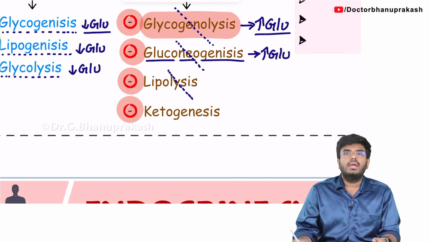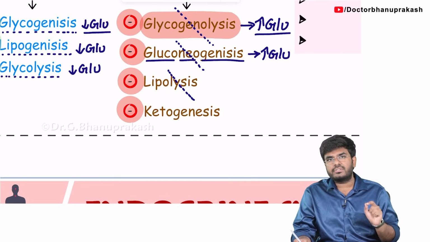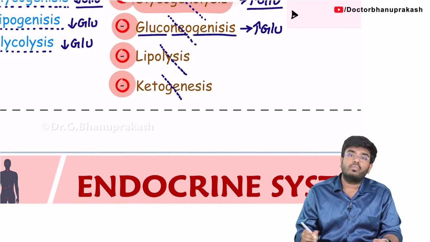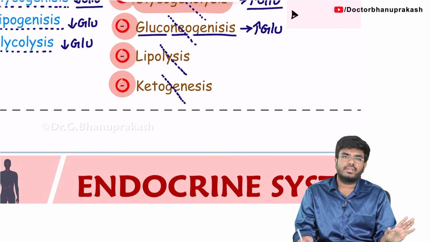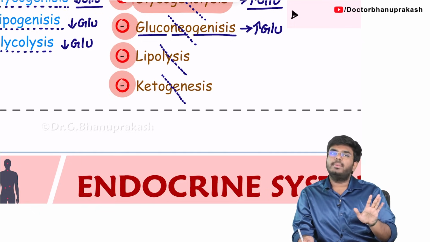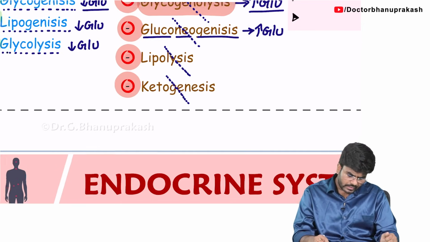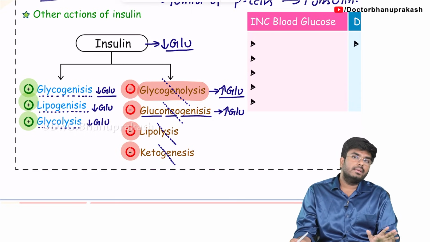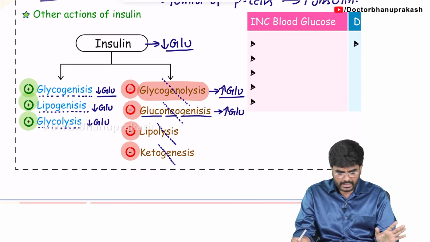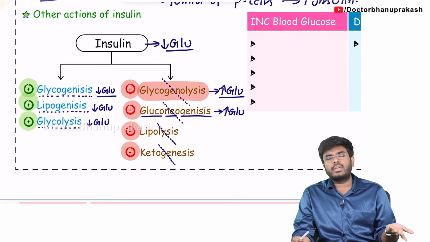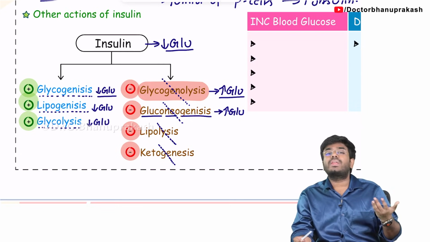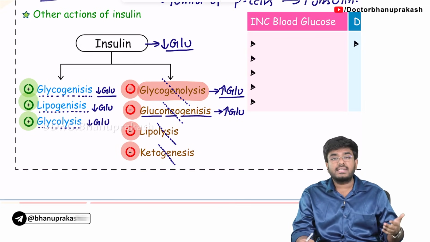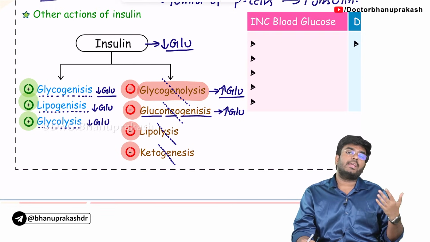Lipolysis will be inhibited. Trust me, till the time insulin is there in the body, ketone body production will be inhibited. We don't want the ketone bodies. Till the time insulin is there, ketone body production will be halted, stopped. So these are the metabolic actions, how insulin is affecting my metabolism, like carbohydrate metabolism and fat metabolism. And insulin is an anabolic hormone, right? It helps in protein synthesis. It is causing glycogen synthesis, lipogenesis, protein synthesis, and glycolysis.